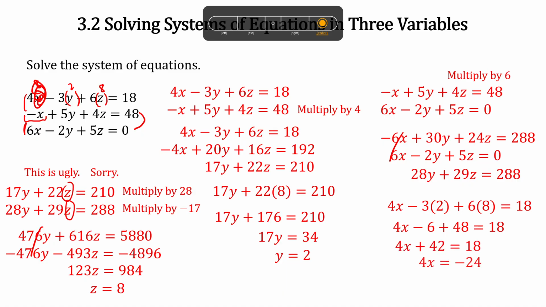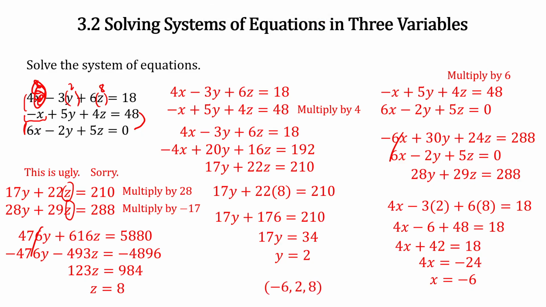So now I'm going to subtract 42 from both sides. Divide by 4, x is negative 6. So there's my answer. All right, good luck.